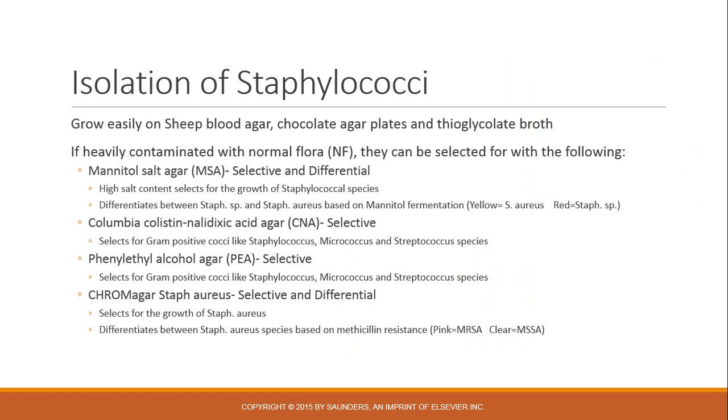So how do you isolate Staphylococcus from the clinical sample that you collect? It grows very well on your routine agar, your sheep blood, your chocolate, your thioglycolate broth. Why wouldn't it grow on MacConkey agar?